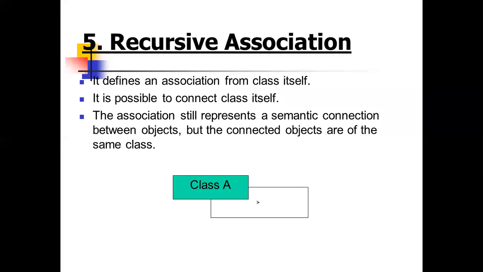It may be possible that the objects of the same class may be connected to each other, but they should be from the same class. So see the representation of recursive association here. Class A is connected to itself.